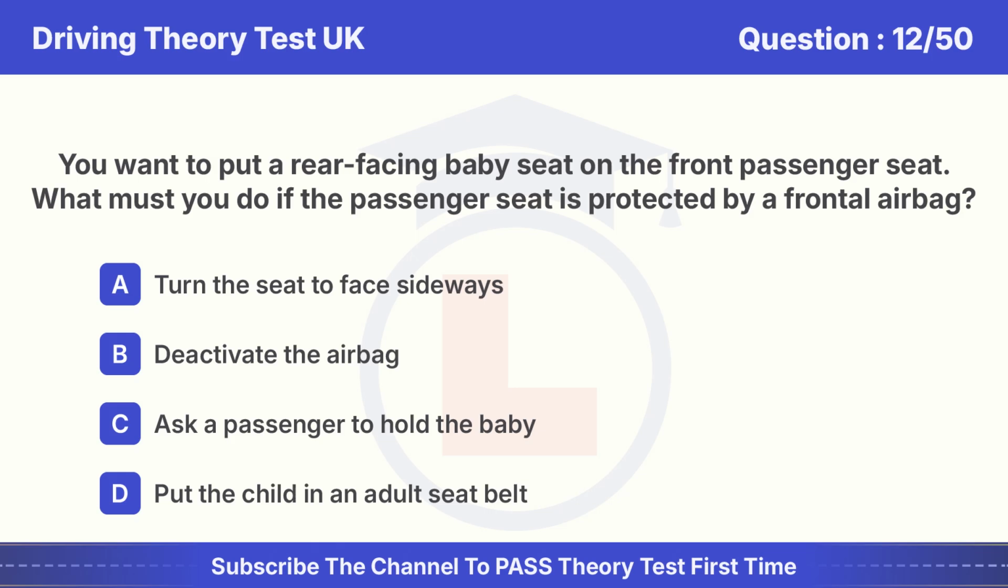Question 12. You want to put a rear-facing baby seat on the front passenger seat. What must you do if the passenger seat is protected by a frontal airbag?